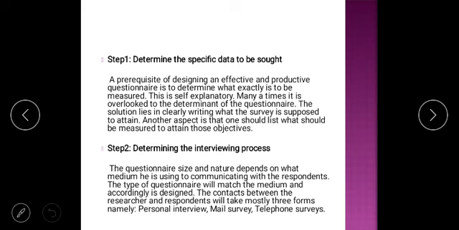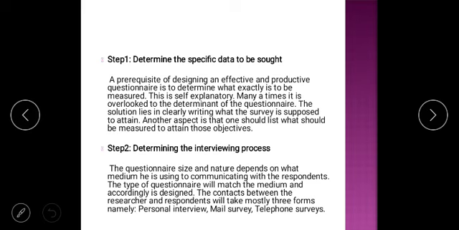The first step is to determine the specific data to be sought. Here, the researcher aims for specific answers from the respondents. The question arises how to get the specific answer from the respondents. The questions should be specifically related to the objectives. Before framing the questions, the first and foremost step is to determine the objectives. The researcher first has to see what the objectives are, then go for the questionnaire, and only then will it become a good questionnaire.